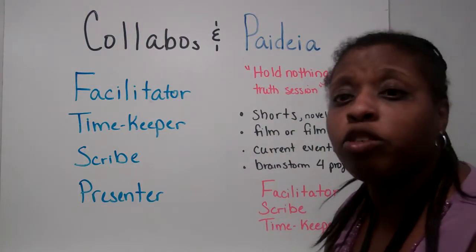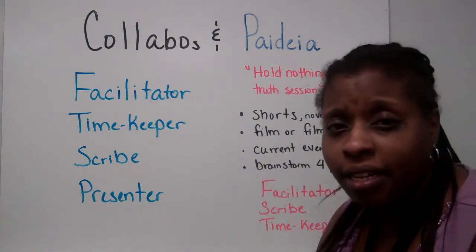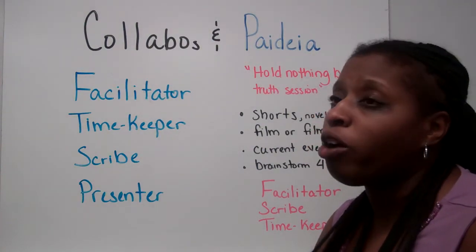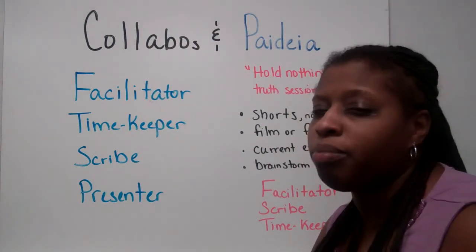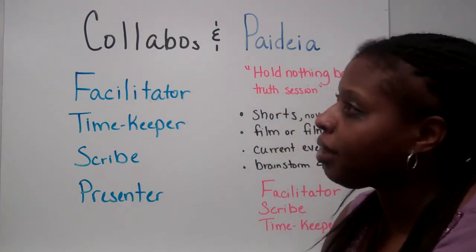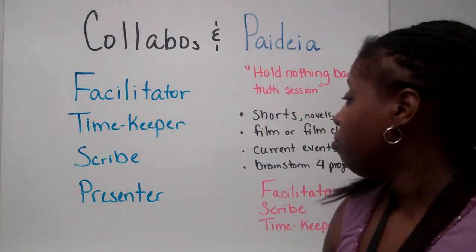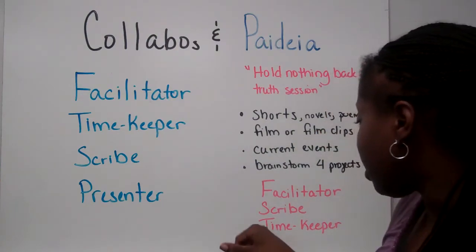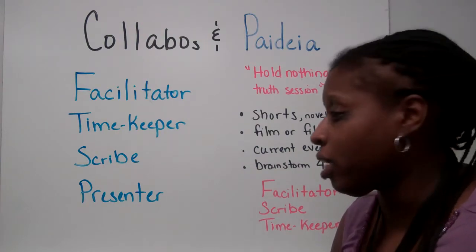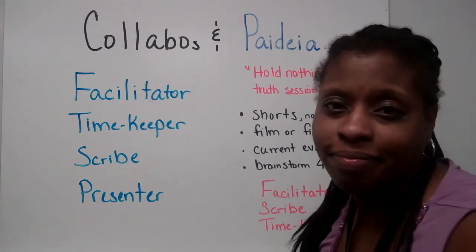The scribe literally takes the notes of the Paideia. They moderate and monitor who speaks, how many times they speak, and how they speak. They also moderate and observe how the conversation is going. What topics come up in the conversation? What main themes come up in the conversation? What main questions were the most popular? So that's what the scribe's duty is. And then lastly, you have the timekeeper. If I give you 20 minutes for Paideia, it's the timekeeper's job to keep the facilitator on task.